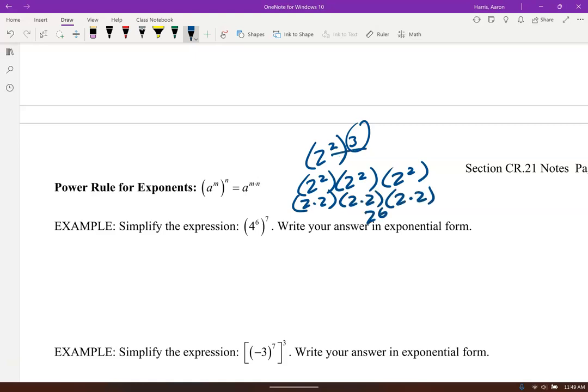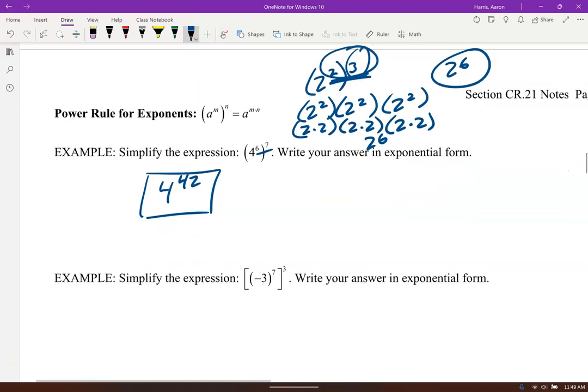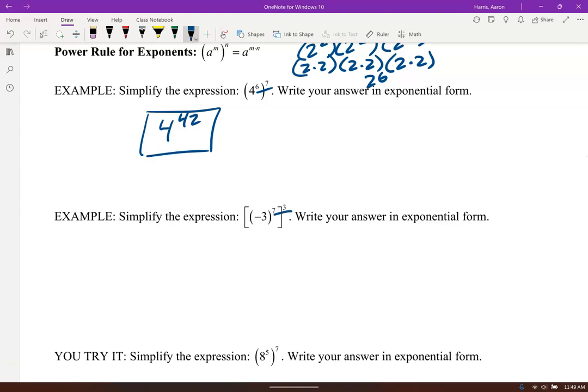I have 6 of them, right? In other words, you can just multiply the exponents, so 2 to the 6, right? That's a shorter way to get there. So power of a power, I can go ahead and multiply those. 4 to the 42nd, instead of writing out 42 4's, right? Power of a power.